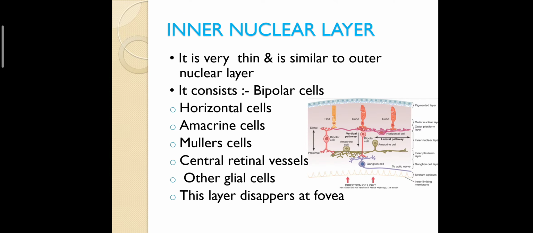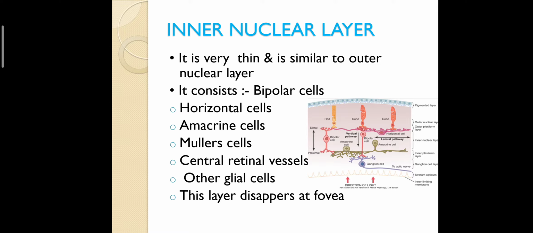Then comes the inner nuclear layer. As you know, in the inner nuclear layer bipolar cells must be present, because rods and cones are synapsing with these bipolar cells. Along with the bipolar cells, there are other cells also present, and each individual cell has its own function. The other cells are horizontal cells, amacrine cells, Muller cells, and even central retinal vessels and other glial cells are also present. So each and every cell has its own function.